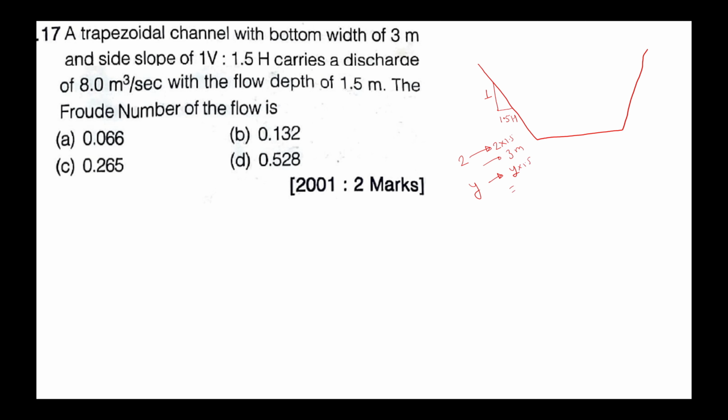So again, what is given in the question? Now coming to the main question. Your width is already given as 3 meter, bottom width. Always remember whether the bottom width or the top width is given. And your discharge is 8 meter cube per second. And the flow depth is already given: 1.5 meter is the flow depth.